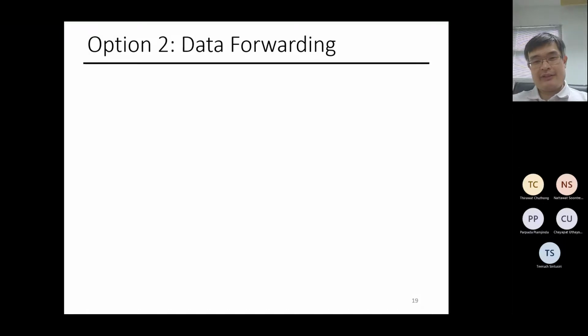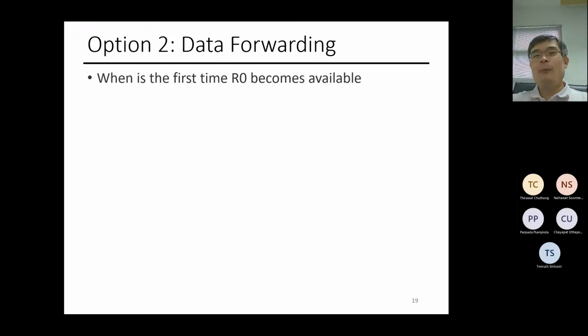All right, so in the second part of this lecture, let's continue on with our second option on what we can do with a RAW data hazard, because we are waiting for the new data inside the pipeline. Our second option is: whenever the data becomes available, I'll forward it. So let me ask you this question.